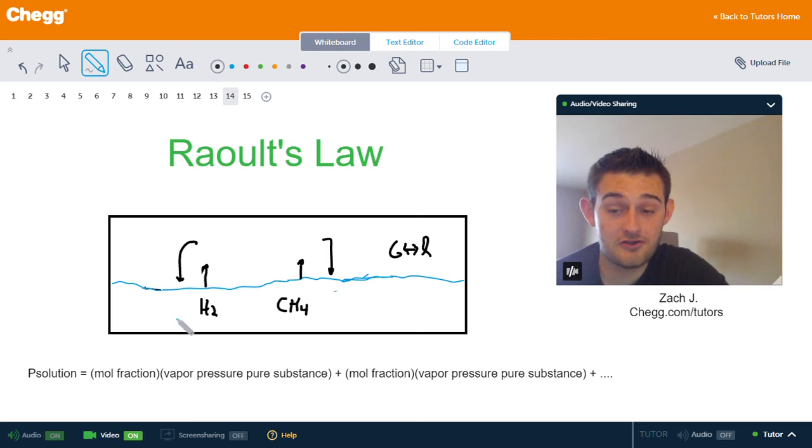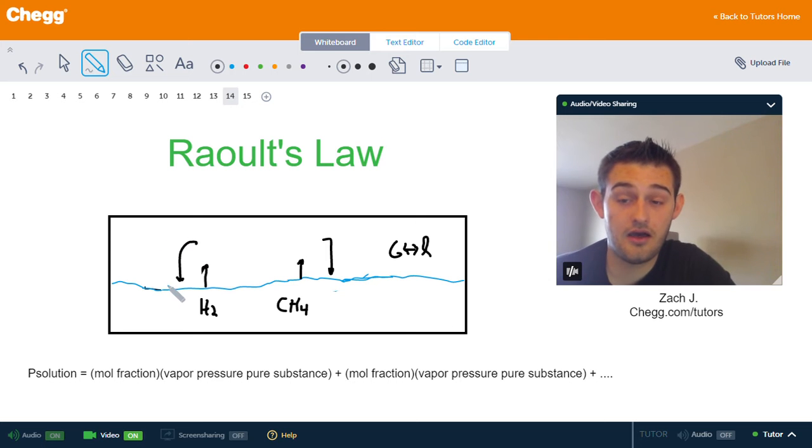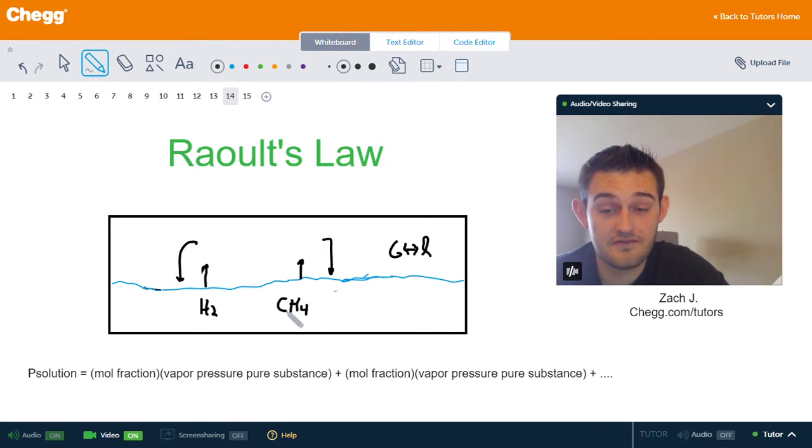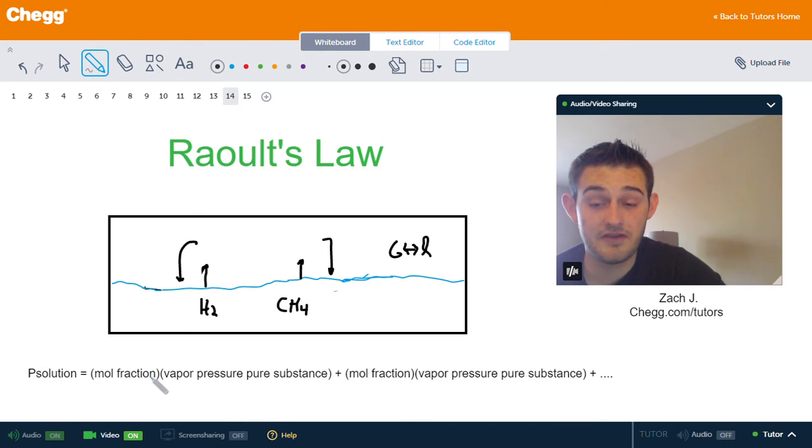However, when we have hydrogen gas here too, that is going to take up part of the space here at this interface. So only a fraction of the hydrogen gas can actually go up here and create a vapor pressure, and only a fraction of the methane gas can go up and create a vapor pressure. Okay, and so that's why the vapor pressure of the whole solution is a mix of the vapor pressures of these two different components.